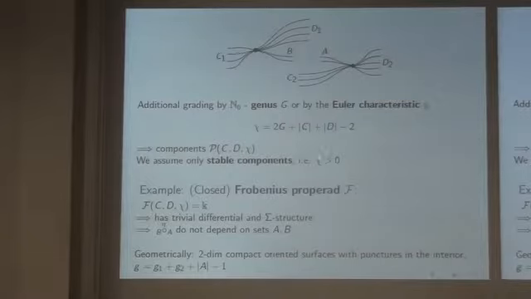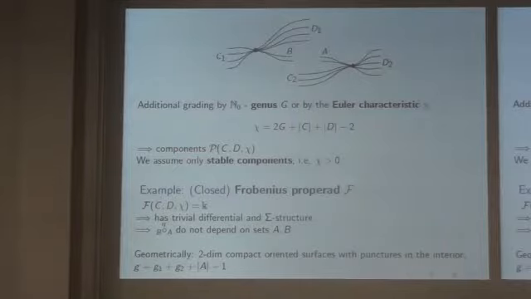So obviously, it's good to have some additional grading by genus or Euler characteristic, which is a non-negative grading. And in our case, we will consider only the stable components, which means that the Euler characteristic is greater than 0. The basic example is the closed Frobenius properad, which you maybe already met, and that's where each component is just a one-dimensional vector space. So the sigma action is trivial, the differential is trivial, and the composition maps do not depend on the sets themselves, they depend on the sizes of the sets.